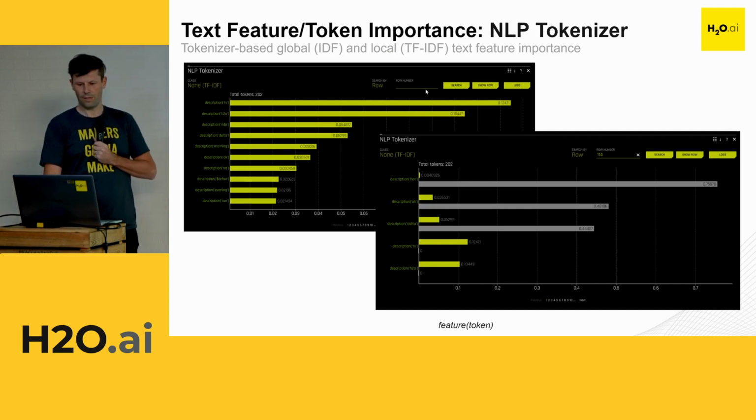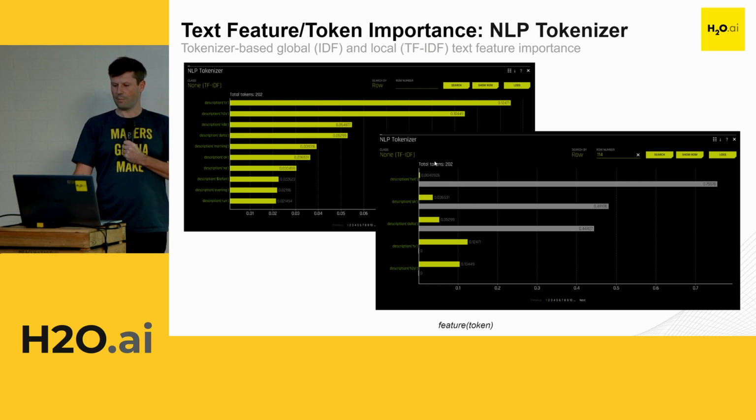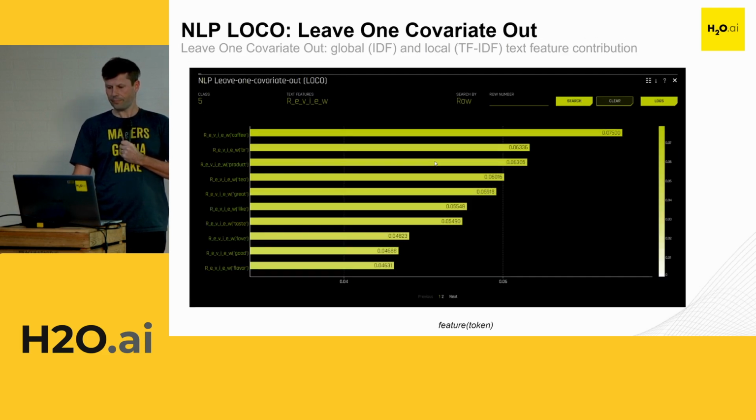So this is what you can see here. There is both global explanation and also local explanation. In this case, for a text, for a value of that feature, you can see which tokens contributed positively, which tokens contributed negatively, and so on and so forth. This is how to understand how tokens are influencing the prediction.